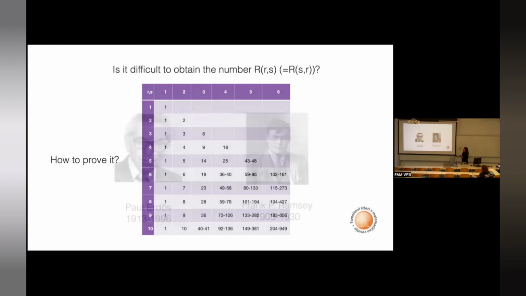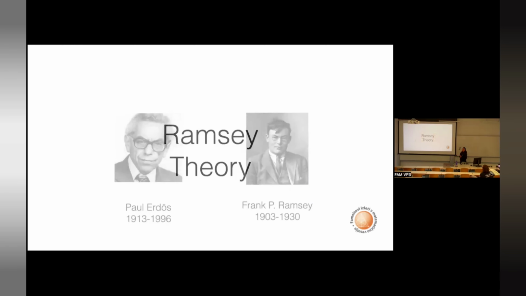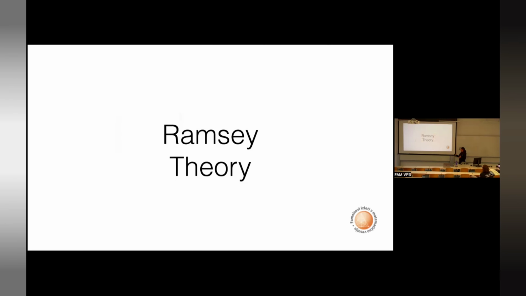As I mentioned before, this is the mathematician Frank Ramsey, and he started to work on this. Later on, Paul Erdős continued; it was one of the things that he was working on. And later on, the theory was developed, the Ramsey theory. So this was the beginning of the idea of this theory.